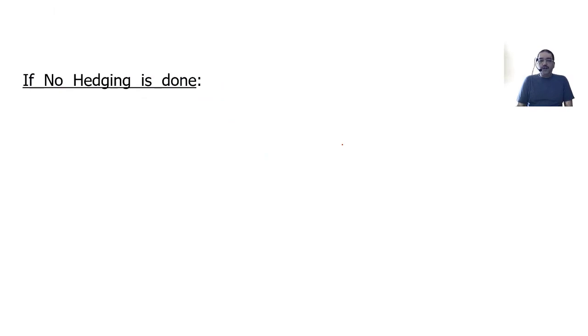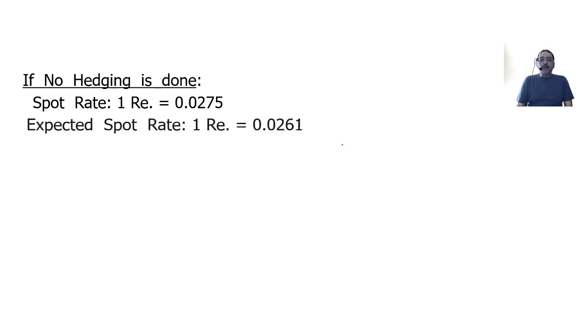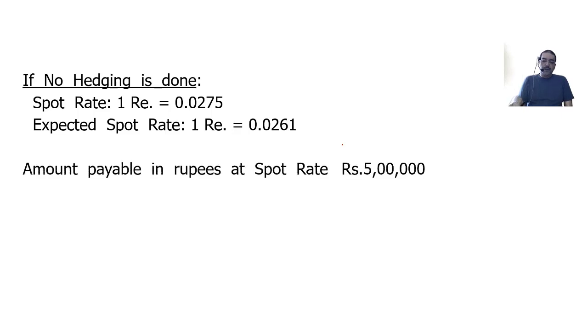If no hedging is done, what are the 2 rates that I will take? Spot rate and expected spot rate. Spot rate is 1 rupee equal to 0.0275. Expected spot rate 1 rupee is equal to 0.0261. At spot rate, what is the amount payable? 5 lakhs. Amount payable at spot rate is 5 lakhs.